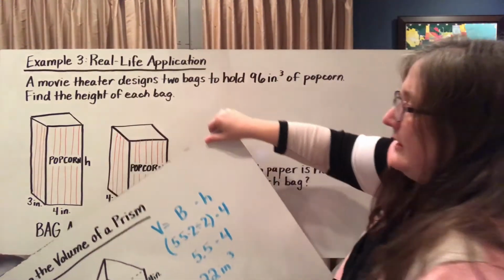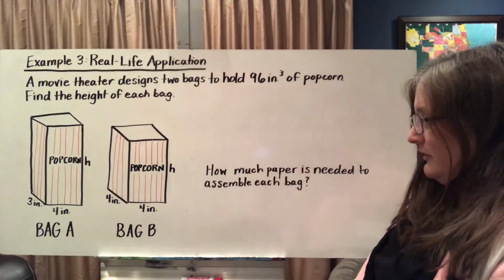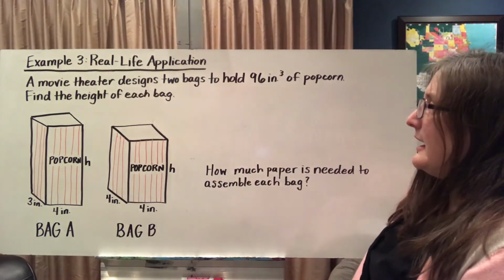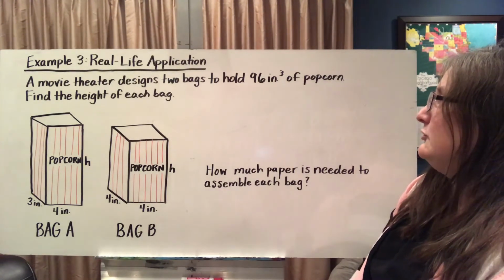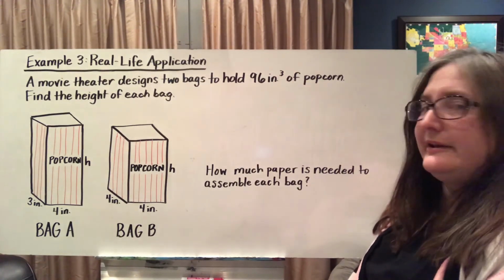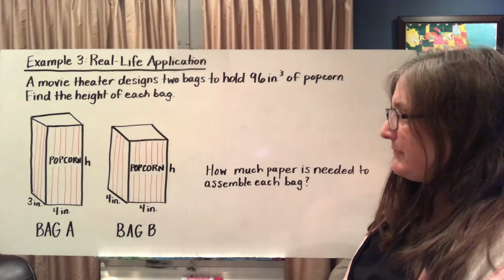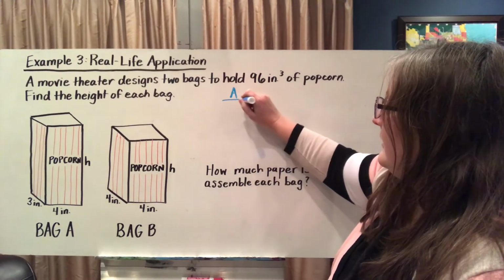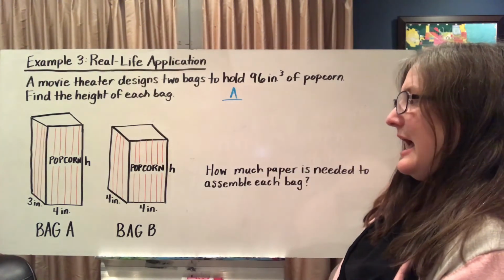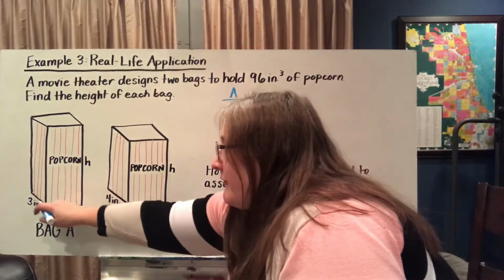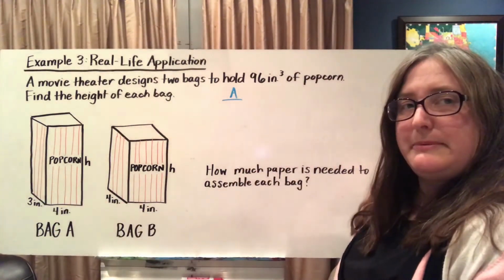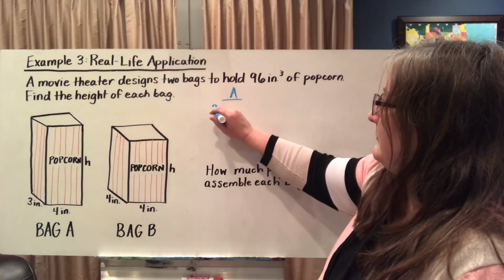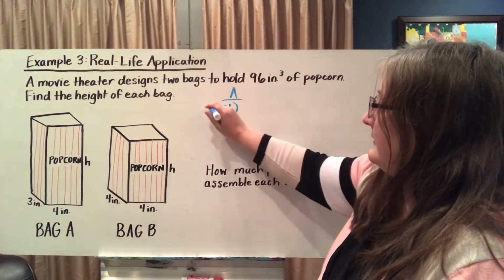Let's take a look at this real life example here. So a movie theater is redesigning their popcorn bags. They have 2 bags, both of which will hold 96 cubic inches of popcorn. They want us to find the height of each bag here. So let's first look at bag A. So bag A has a base with dimensions of 3 by 4. It's going to be a rectangular bottom on these popcorn bags. So I'm going to do 3 times 4 to find the area of the base.